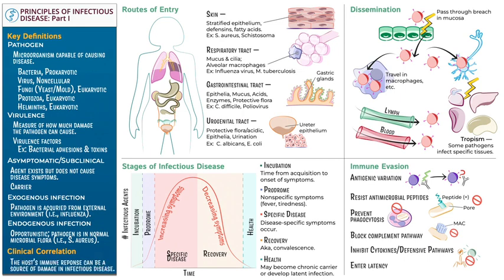Finally, denote that the host's own immune response to pathogens can be a significant source of damage in infectious disease. We learn more about immune responses and their potentially destructive effects elsewhere. This concludes our diagram.